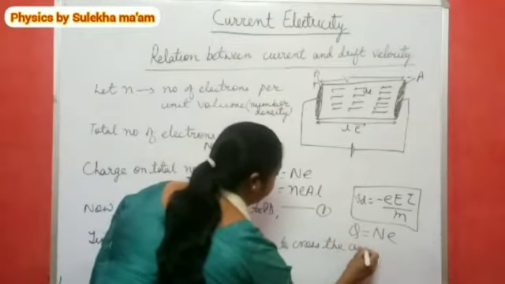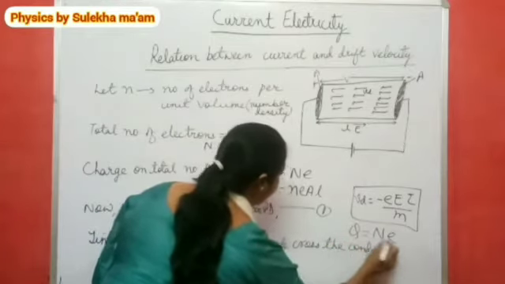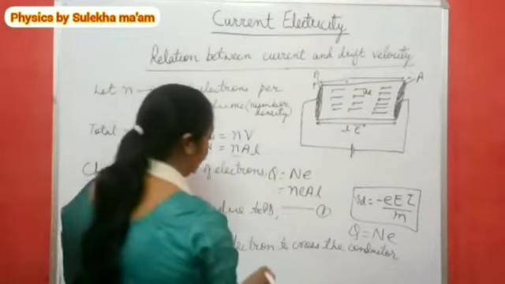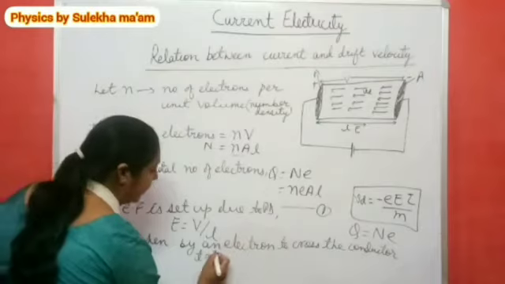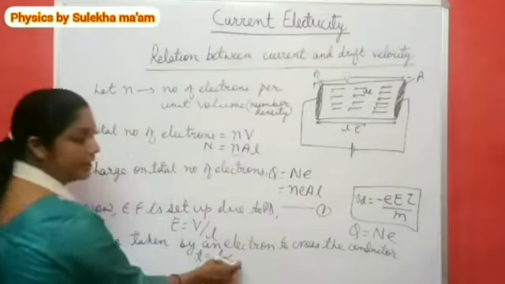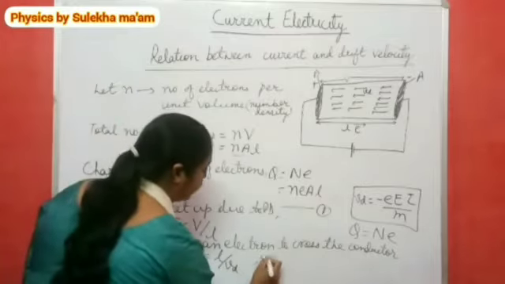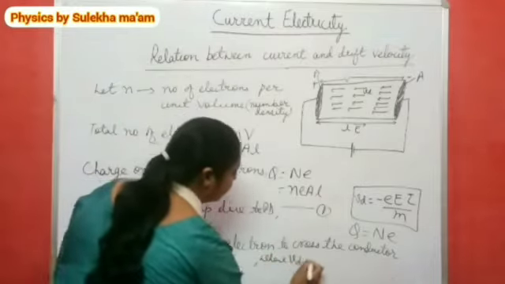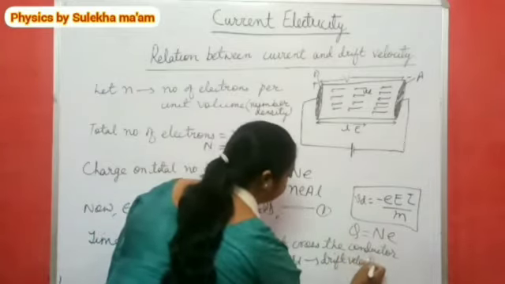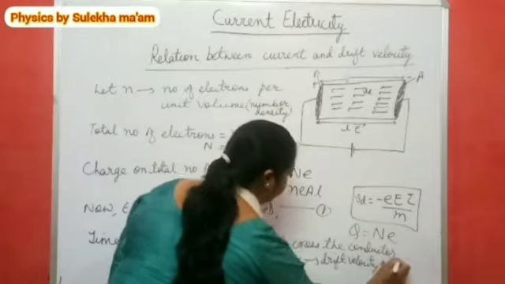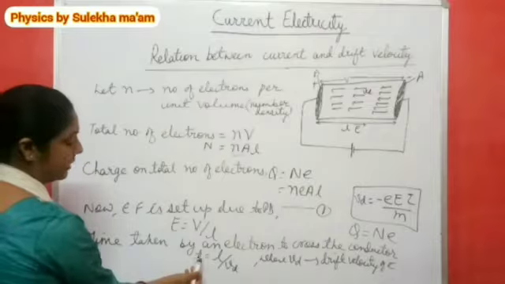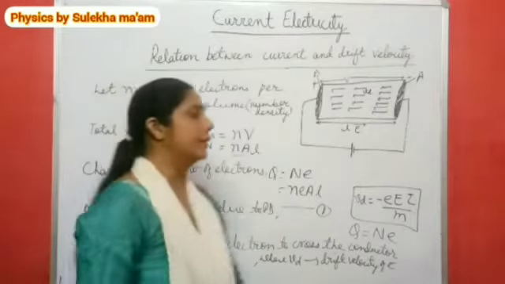To cross the conductor. What is that? What is the formula for time? Time equal to L, the length of the conductor, by Vd. Vd is the drift velocity of electron. So time taken by an electron to cross the conductor becomes T equal to L by Vd.